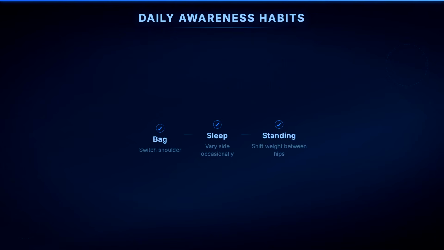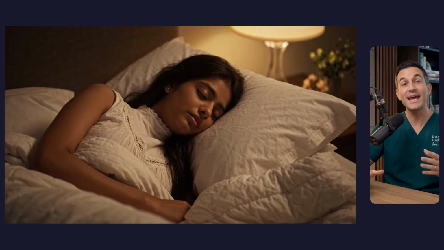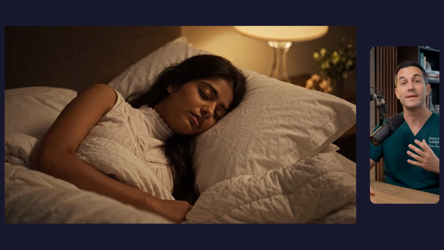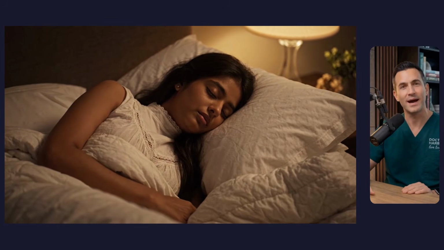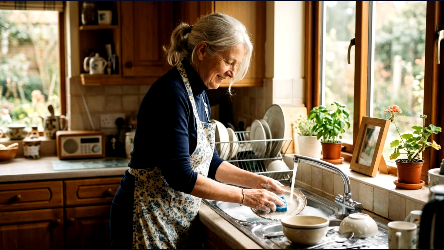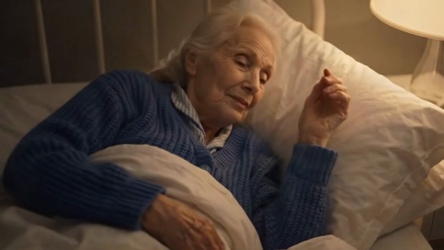If you carry a bag, switch which shoulder it sits on through the day, even if you default back to the dominant one. If you sleep consistently on one side, even 10 minutes on your back before you fall asleep gives the chain a different signal than 8 straight hours of the same compression. If you stand at a counter with your weight consistently shifted to one hip, and most people do this, it's not a flaw, it's just how bodies find comfortable resting positions. Occasionally shift the weight to the other side while you're doing the dishes or waiting for coffee.